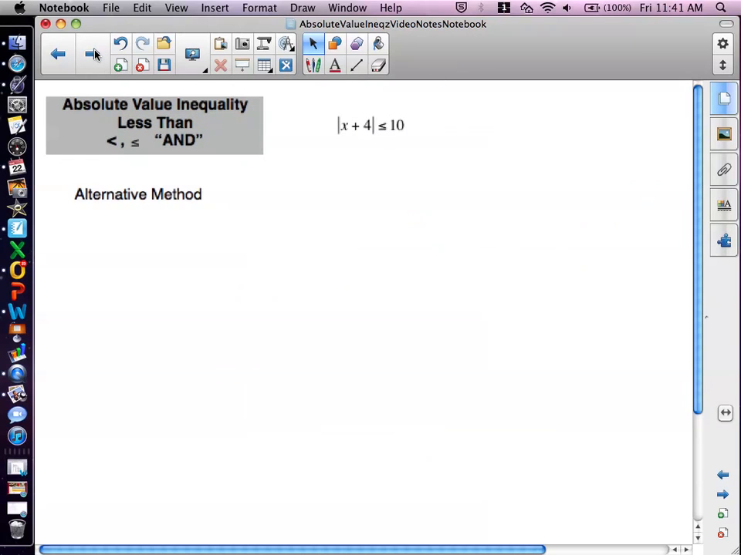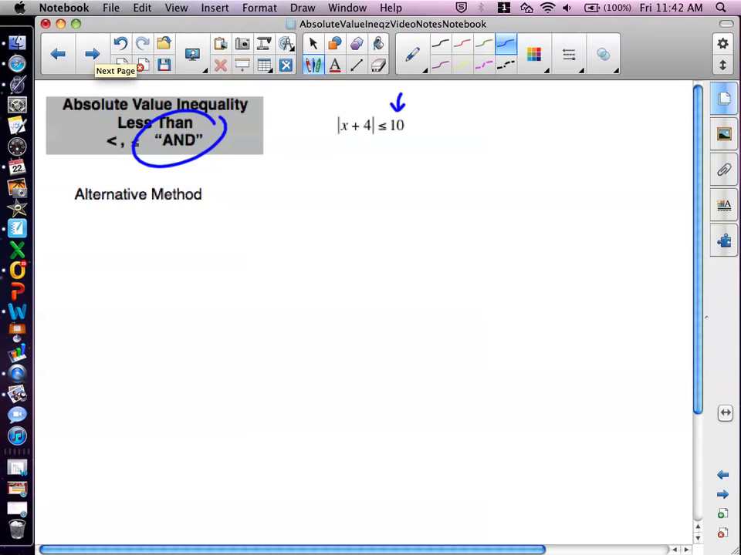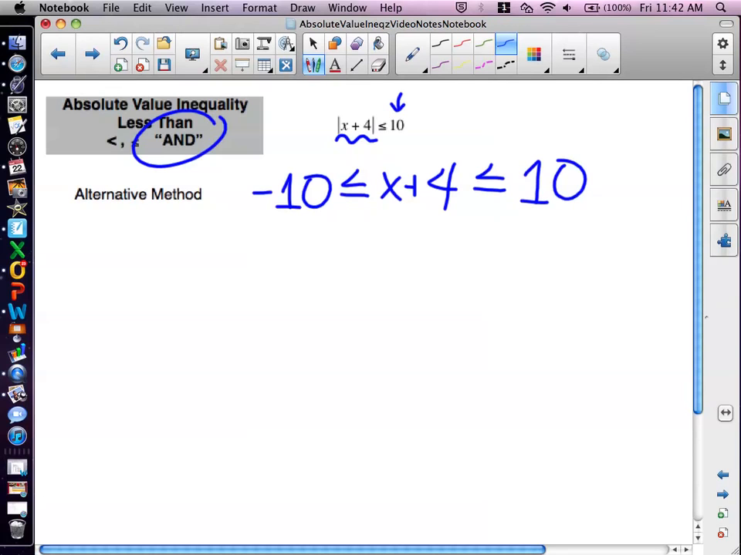Here's an alternative method that only works with the AND scenario. You can write this like a classic AND problem, and the way you would do it, since the inequality number is +10 here, we can create the three-way inequality. I can have -10 less than or equal to what's inside my absolute value bars, which is less than or equal to +10. And we can solve this just like we've solved the three-way compound inequalities.